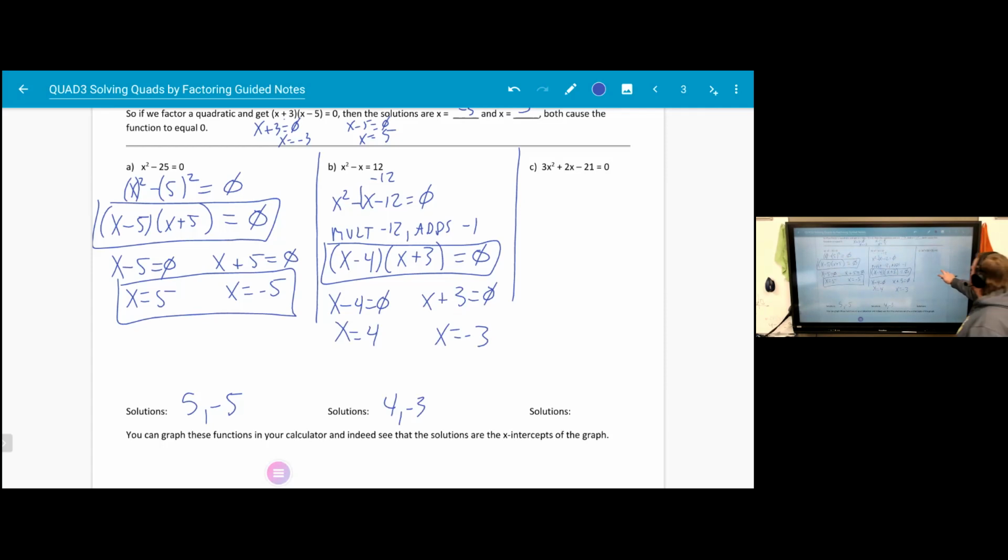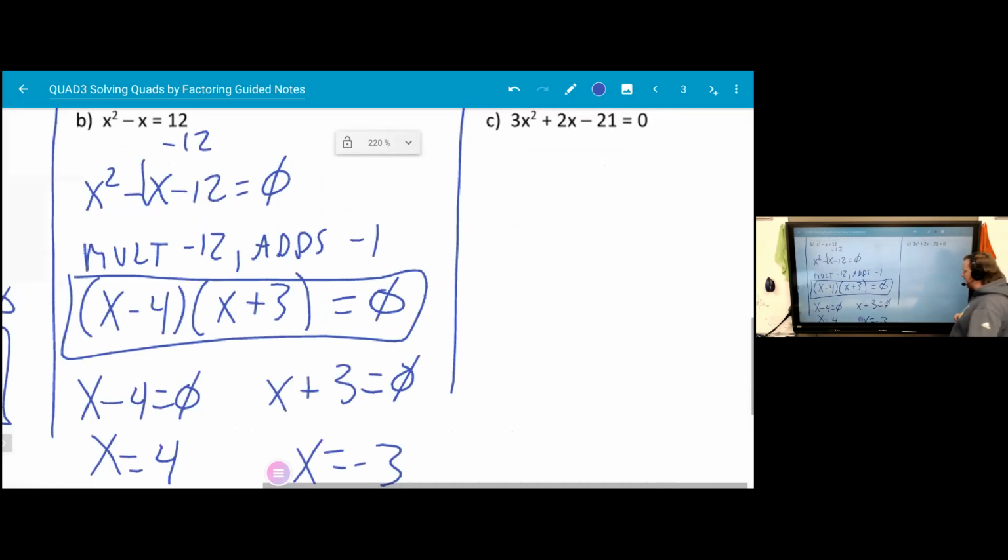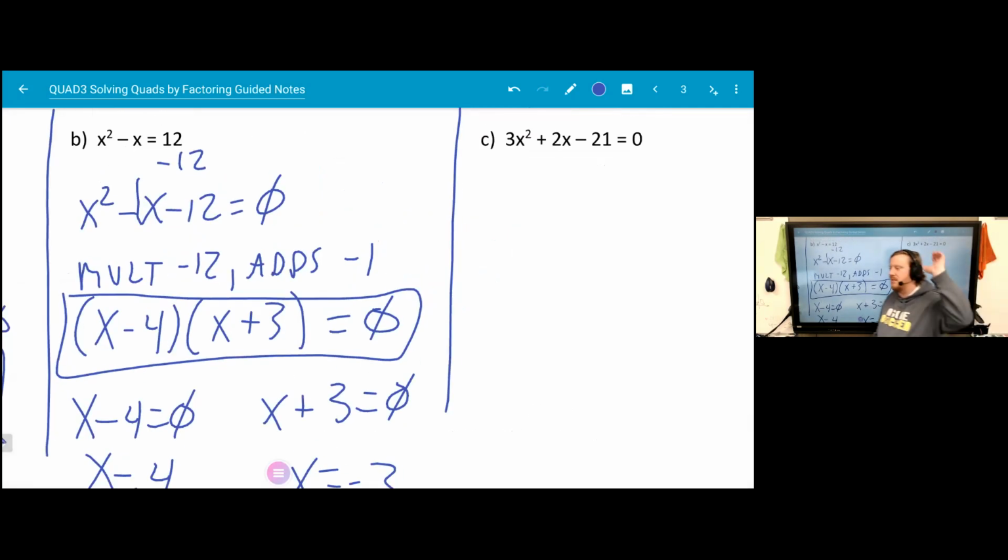What's our last one say? Well, let's take a look. Number 1, does this equal 0? Does 3x squared plus 2x minus 21 equal 0? Yes, it is set equal to 0. Number 2, is there a greatest common factor between 3x squared, 2x, and -21? No, we're not pulling a greatest common factor out.